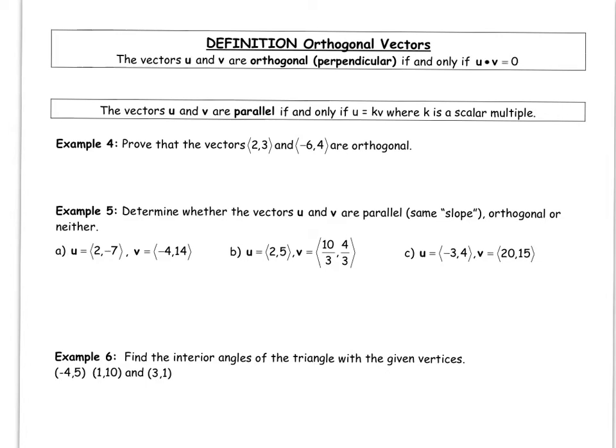Okay, in the previous part, 6.2 part 1, we talked about the definition of orthogonal vectors. Orthogonal means perpendicular. You can prove that two vectors are perpendicular if their dot product is equal to 0. And the other thing too: if their dot product equals 0, that makes them perpendicular, so how do you tell if two vectors are parallel?